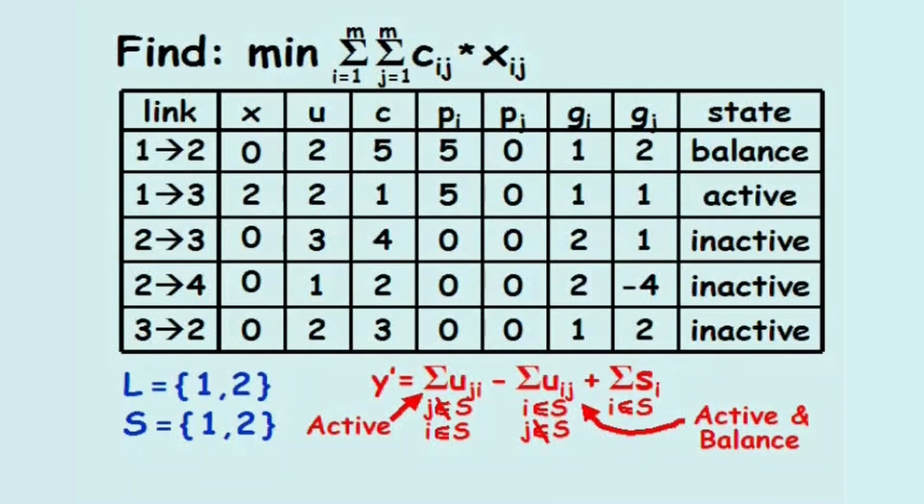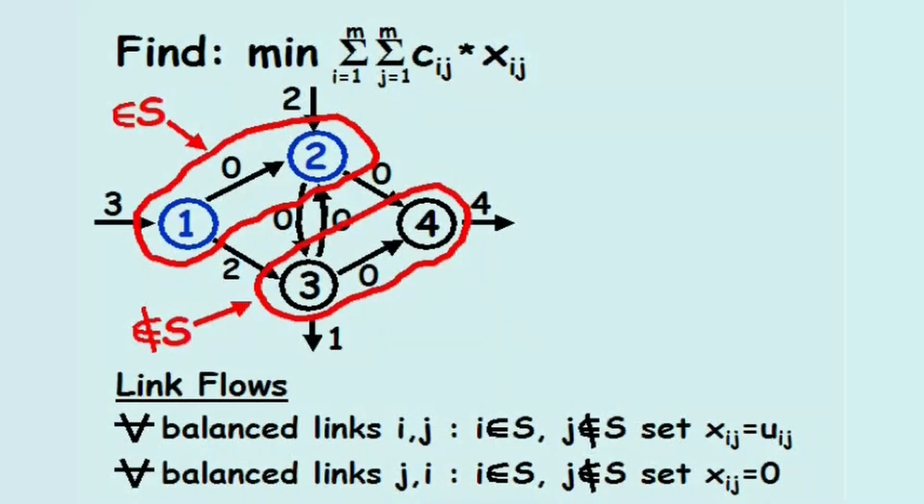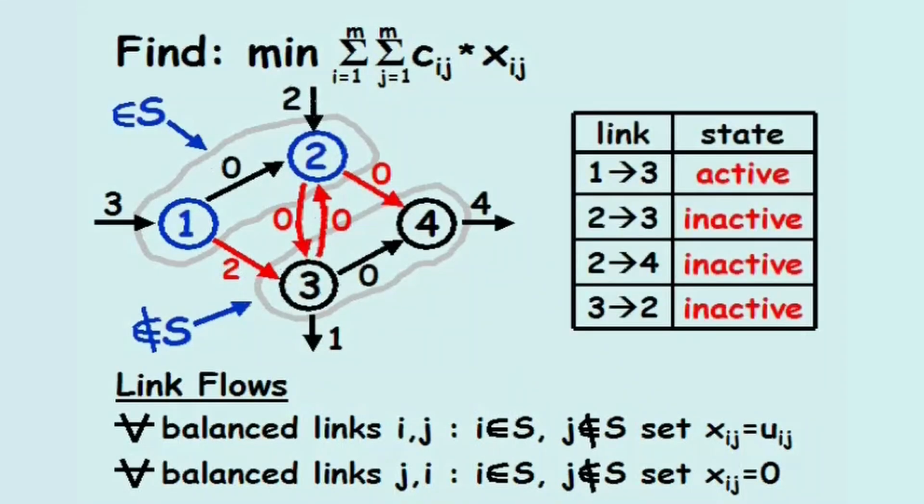The gradient of the dual objective function for a direction vector set S containing nodes 1 and 2 equals positive 3. This means increasing the dual variables in set S will improve the dual objective function. We'll next check to see if any link flows need to be updated. The nodes in set S and the nodes not in set S are identified, and the 4 links which cross into or out of set S are checked to see if any are balanced. None of these 4 links are balanced. Therefore, link flows are not modified.